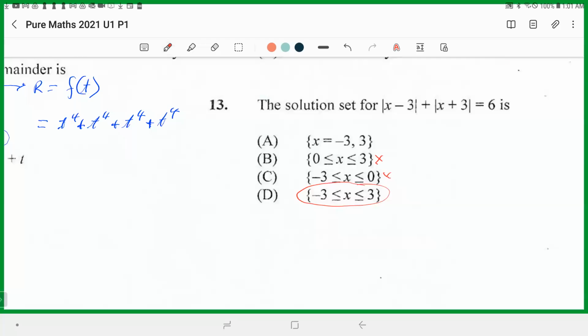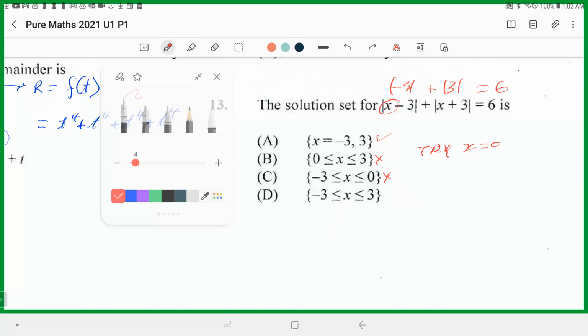So a value in between negative 3 and 3 that you can try is actually x equals 0. So we try x equals 0 as a simple value. Put 0 here, so this will become the modulus of negative 3, plus this will become the modulus of 3. So the modulus equals 6, but the modulus of negative 3 is 3. So it means that any value in between negative 3 and 3 can also work. So this is the answer. So even though this can work, it does not include values in between negative 3 and 3. So I would have to put this as my answer.